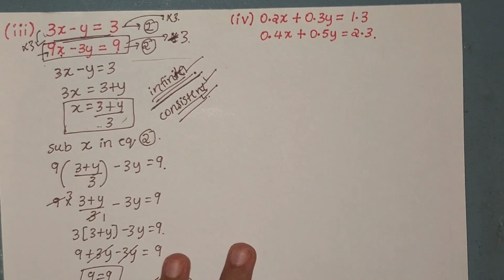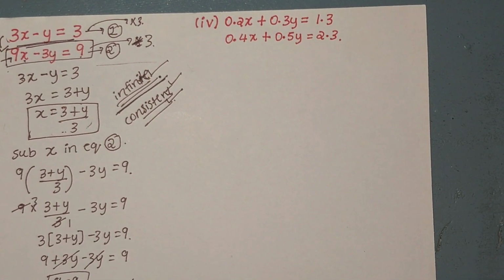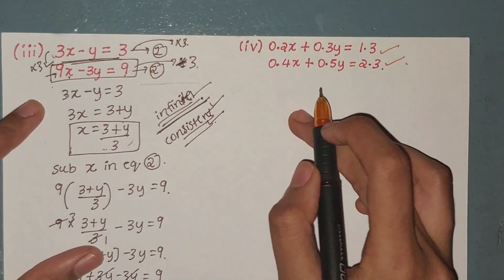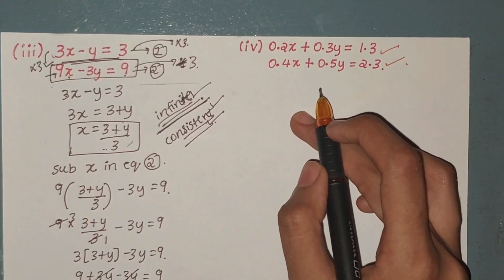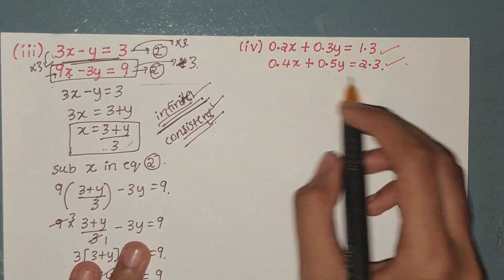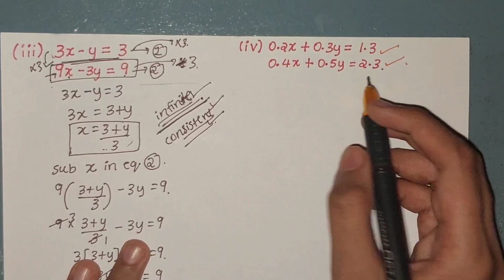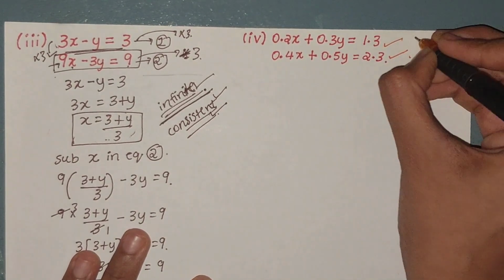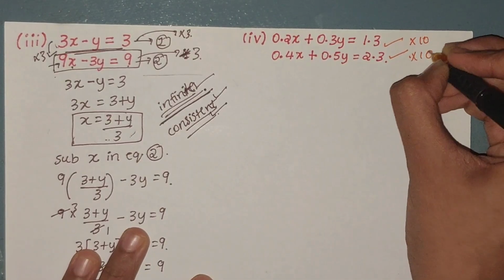Moving on to the next question, which is my fourth question. What are they asking? This is the equation and this is the equation. To solve these questions, you can just go with the decimal points. You can multiply by 0.2 and so on, but we don't feel comfortable. So to make it easier, just multiply both equations by 10.